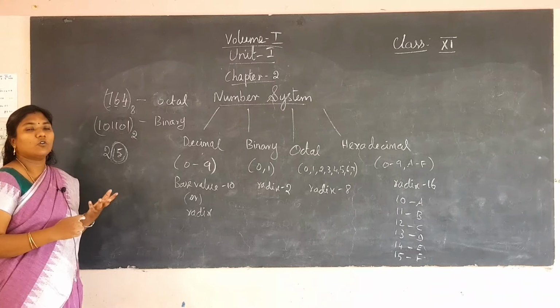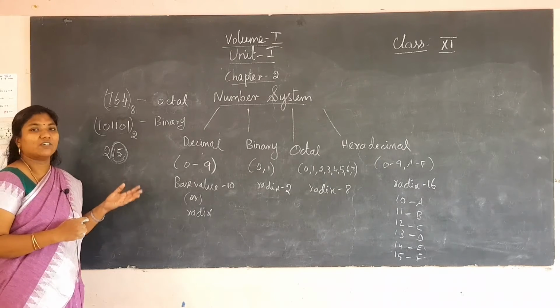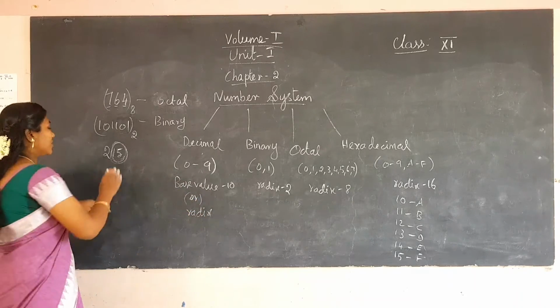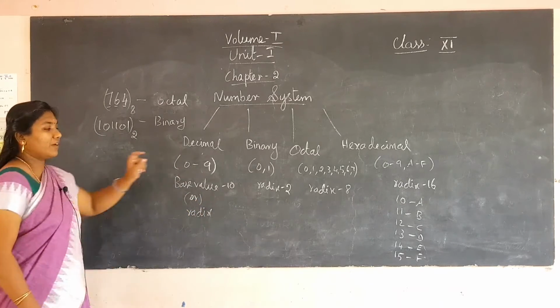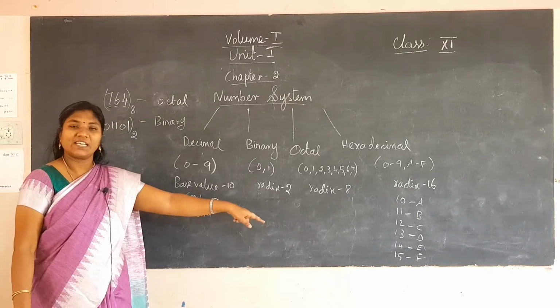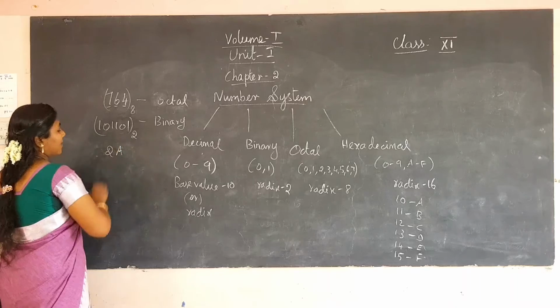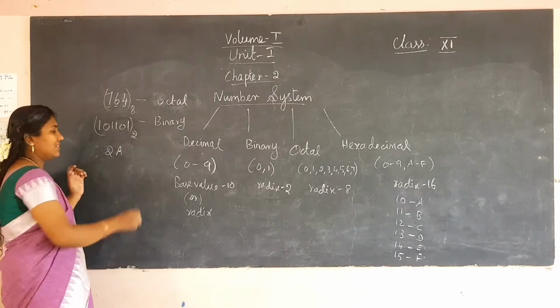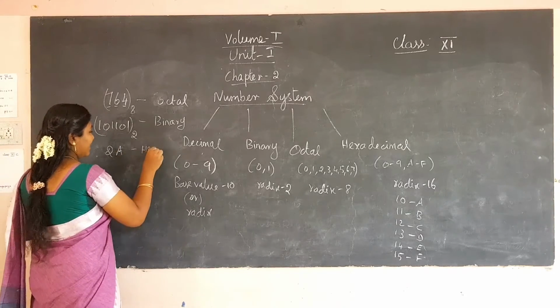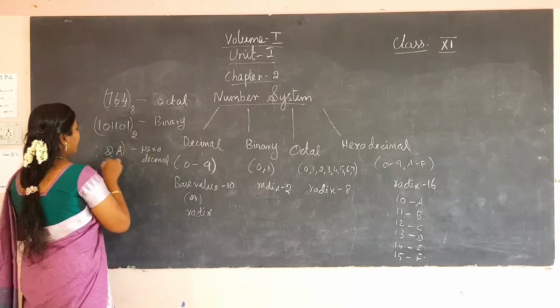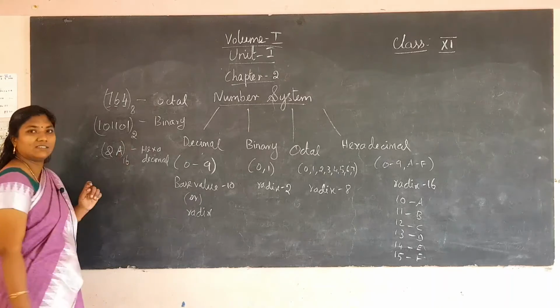So, they do not know, they will not give the correct answer. So, instead of writing 15, we will write it as the alphabet F. That is why in hexadecimal, from 10 to 15, we are representing them in characters. Okay. So, 2A. What type of number is this? It is a hexadecimal number, and what is the base value of it? The base value of this is 16.